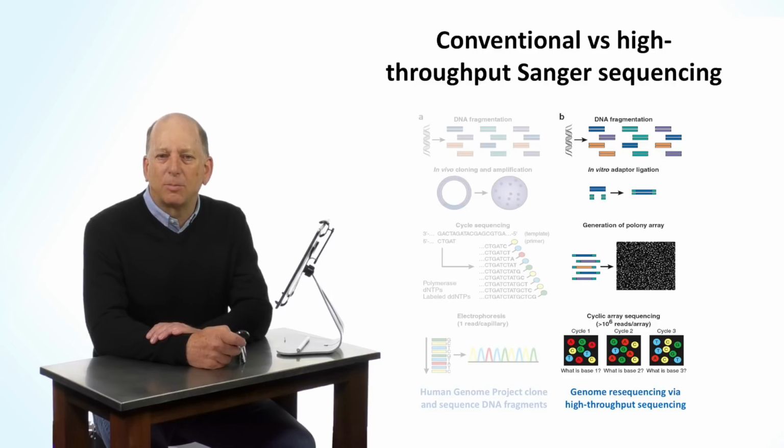Because it would be impossible to see the signal from a single strand of DNA using the Sanger sequencing approach, each fragment is amplified by a process similar to PCR to generate enough DNA to sequence.